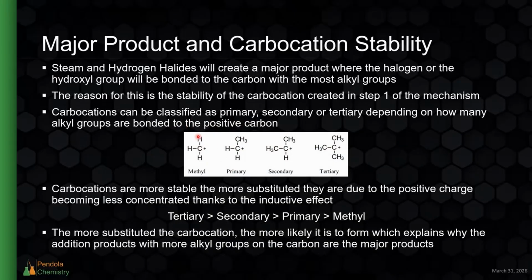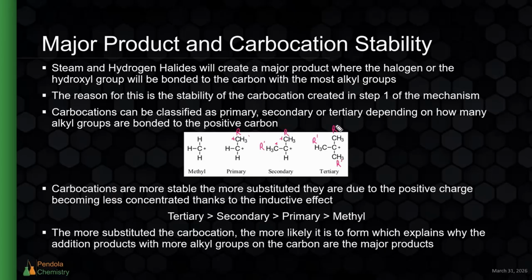Carbocations are classified as either primary, secondary, or tertiary. Methyl is when it's all hydrogens, depending on how many alkyl groups are attached to that positive carbon. So a primary carbocation will have only one R group. In this case, we show it with a CH3 attached to the carbon. A secondary carbocation will have two R groups attached to the carbocation. Again, we show it with CH3s, but this could be a much longer chain. And then a tertiary one will have three different R groups attached to the positive carbon.